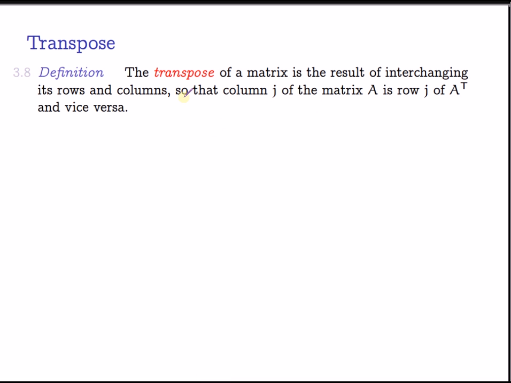All right, now, we've talked about row space and column space. We can relate the two concepts using the notion of transpose. The transpose of a matrix is the result of interchanging its rows and columns, so that column j of matrix A is row j of matrix A transpose. This A^T is called A transpose, and vice versa. Okay, let's look at some examples.